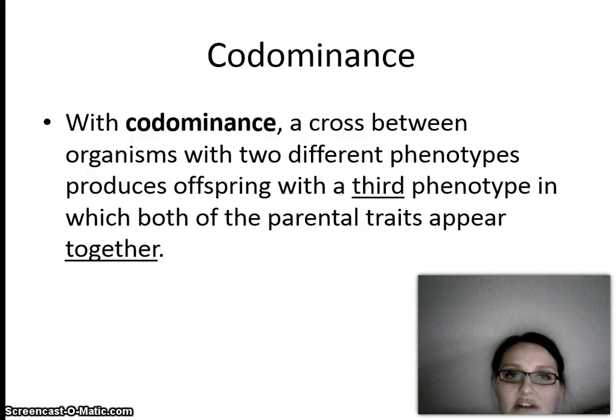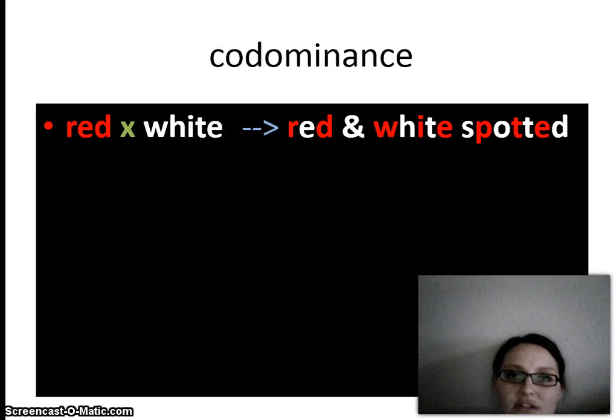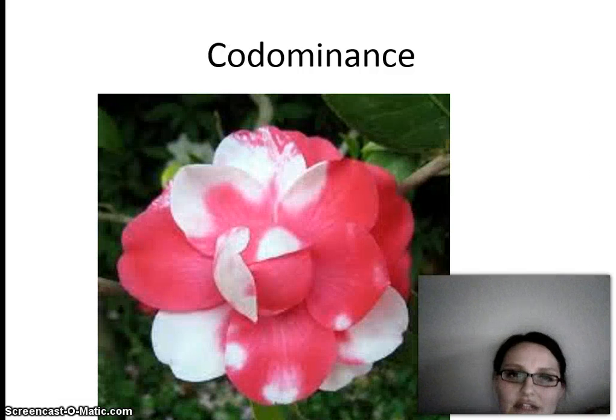These are interesting, so it's best to look at pictures. So here's what I'm trying to say. You're going to have a red flower and a white flower, and it's not going to come out pink in codominance. Parts of the flower are going to be red and white spotted, just like the text that I've included there. It's quite peculiar. Here's an example of codominance on a flower.